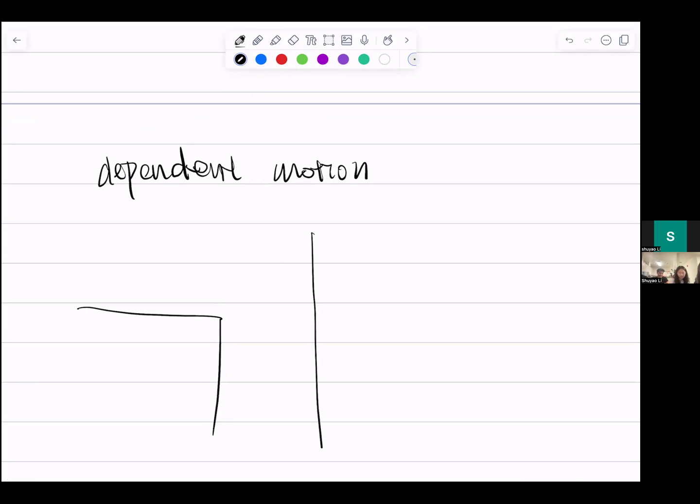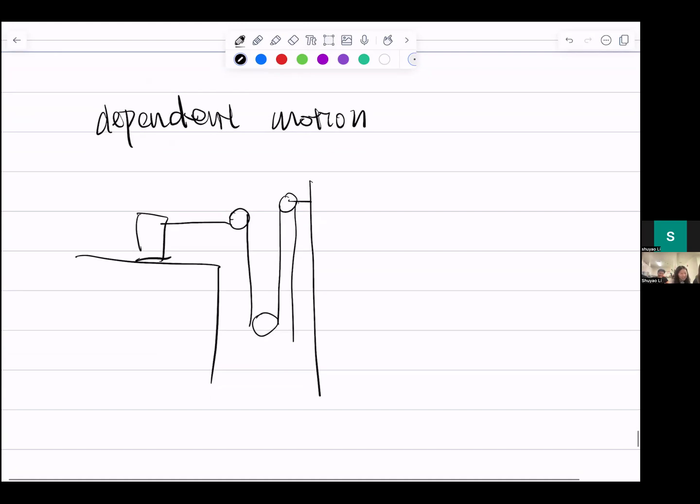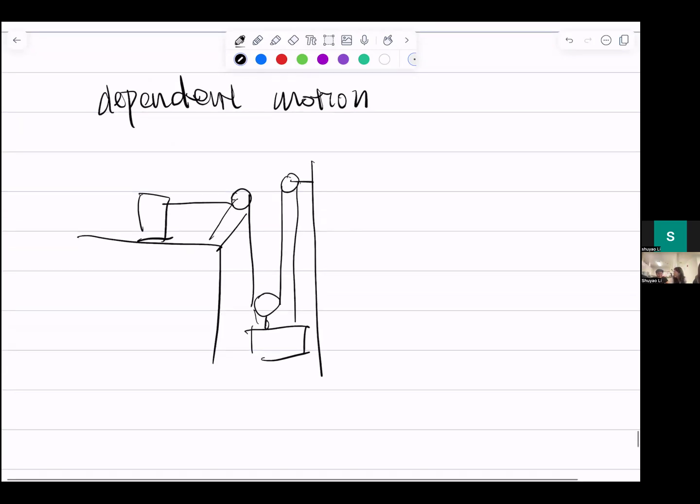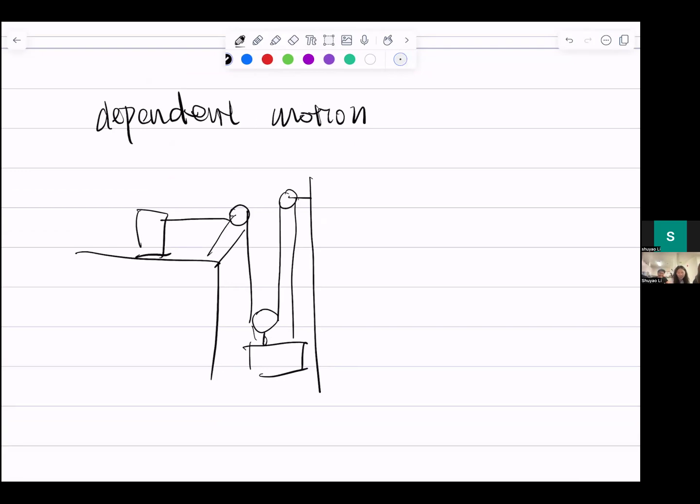So if the question has a pole, and hanging on to here, another pulley. And then this connects to a block. That's a dependent motion. Is it because the block's motion depends on the other block? Yes.